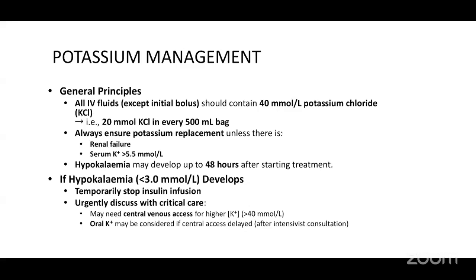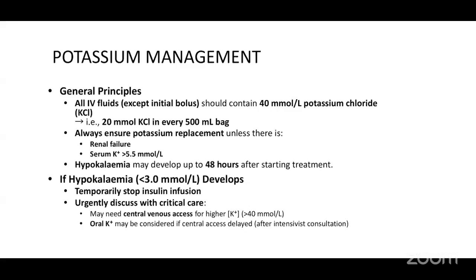If the potassium is less than 5.5 millimole, then you add 40 millimole per liter KCl to all the fluids. Basically, the potassium level which we are seeing here is 3 to 5.5. If the child's potassium is in this range, only then we replace potassium. More than this, you do not replace potassium. Less than this, you do not start insulin until potassium levels have been increased.